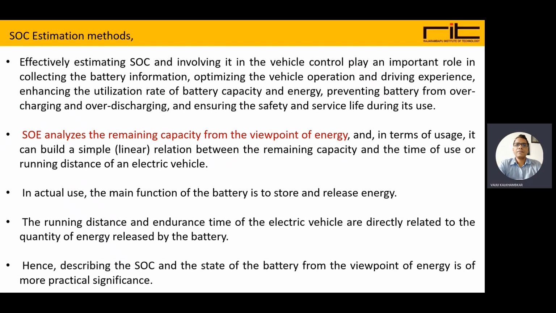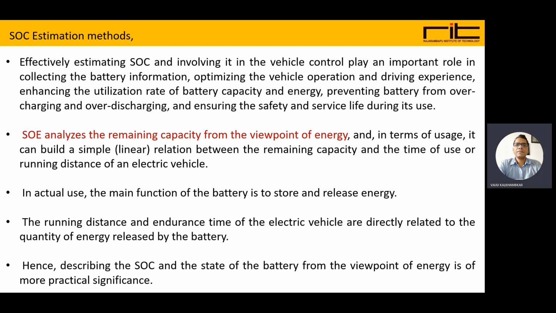State of charge estimation methods. Effectively estimating the state of charge of the battery and involving it in the vehicle control is very important in collecting the battery information, optimizing the vehicle operation, driving experience, enhancing the utilization rate of battery capacity and energy, preventing the battery from overcharging and over-discharging, and finally ensuring the safety and service during the use of the battery.